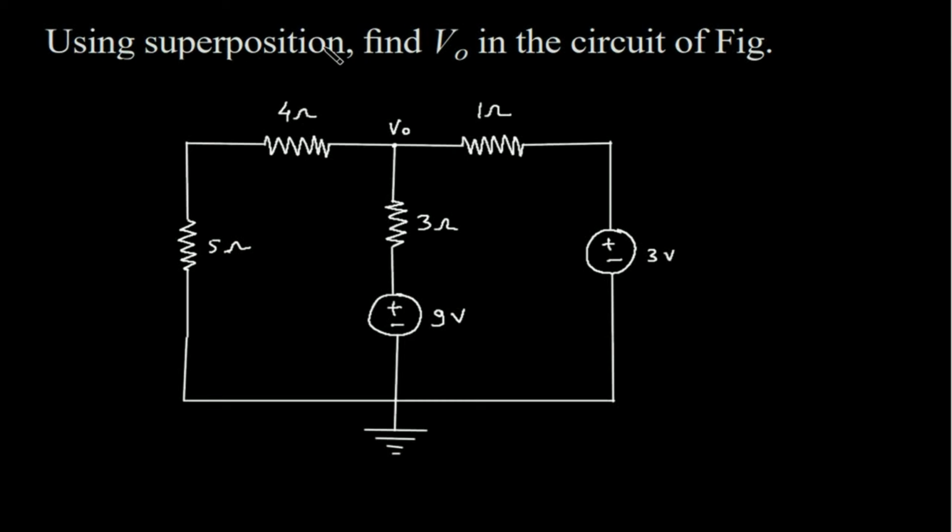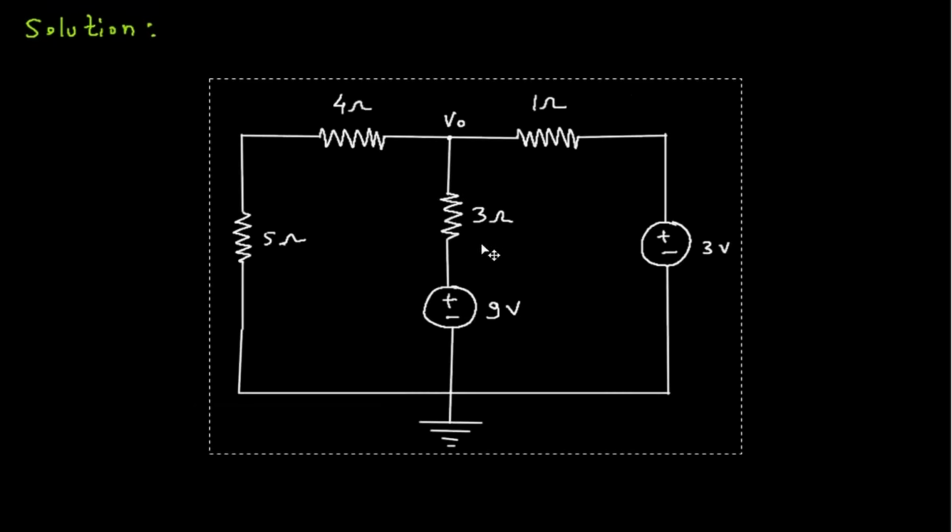Using superposition, find VO in the circuit of figure. We have to find this VO in this circuit using superposition theorem. Solution. First of all, we will redraw the circuit.